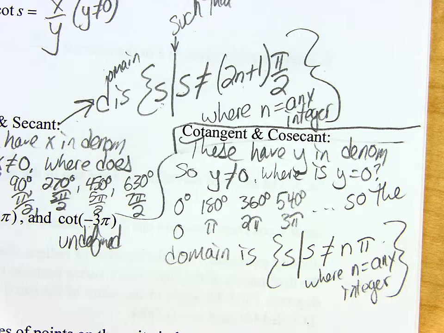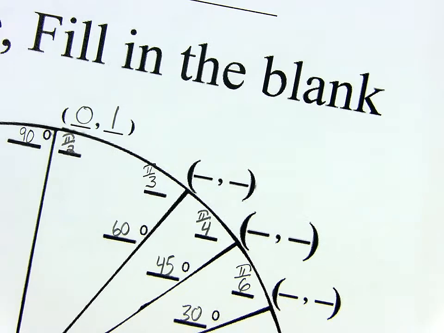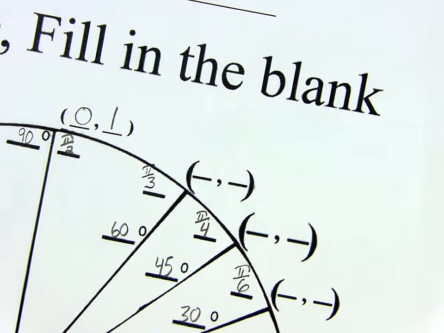Do you all still have that paper with the circle on it? The big circle, that's all it was. We filled in the degrees and the radians, but we didn't do the ordered pairs yet. Do you remember the one I'm talking about? It says fill in the blank at the top, unit circle. Yeah, this one. Let's see if I can find that.